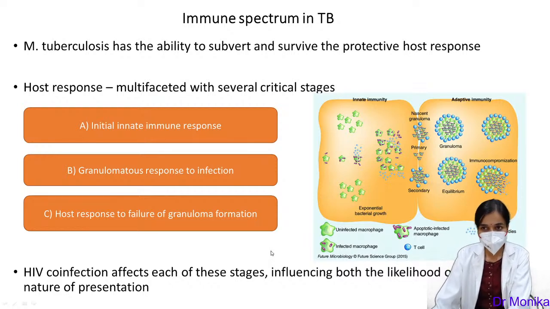Coming to the immune spectrum in tuberculosis, an important feature of Mycobacterium tuberculosis is that it has the ability to subvert and survive the protective host response. The host response in Mycobacterium tuberculosis is multifaceted with several critical stages. Broadly speaking, these are the initial innate immune response, the granulomatous response to infection coinciding with the adaptive immune response, and third, the host response to failure of granuloma formation. HIV co-infection affects each of these stages, influencing both the likelihood of the disease as well as the nature of presentation.